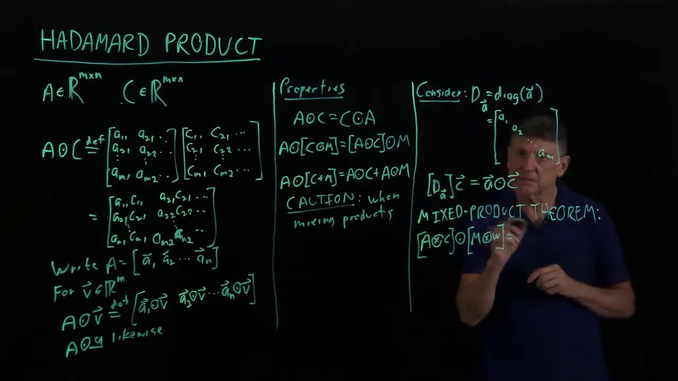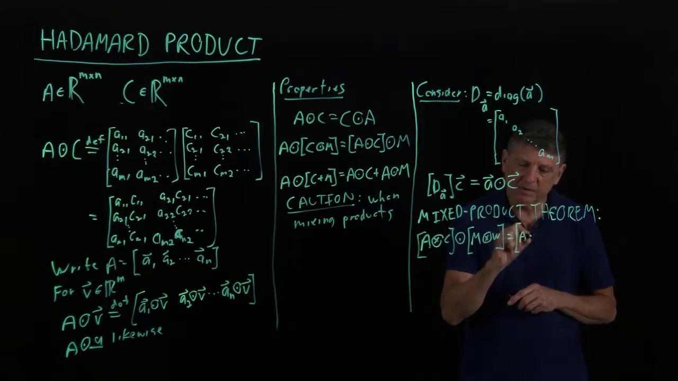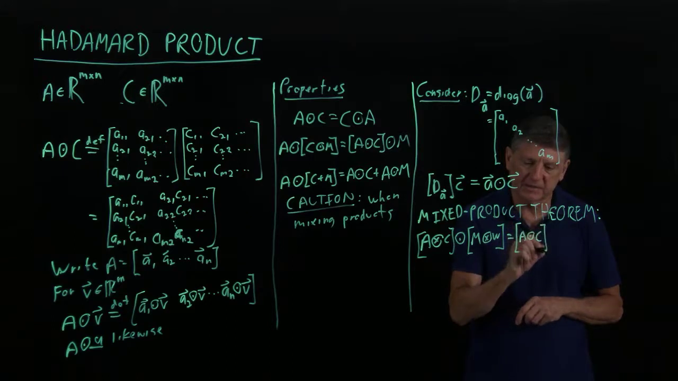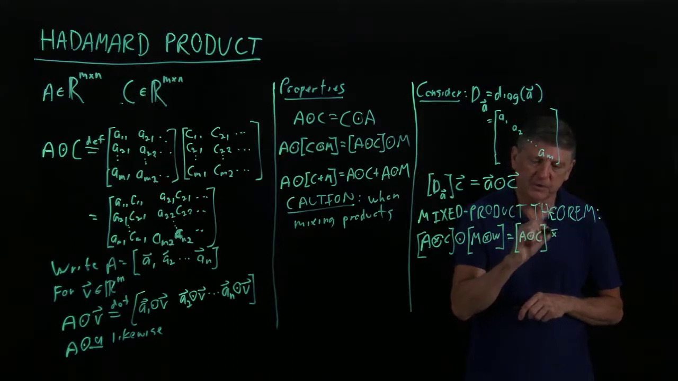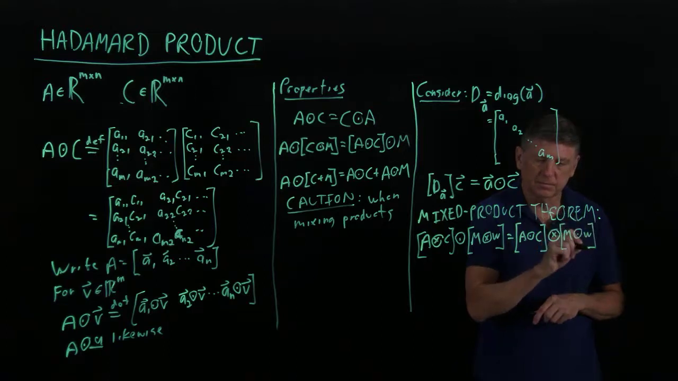Well, that's the same as taking the Hadamard product, the dot times or entry-wise product of A with C, and then performing the Kronecker product on the dot-wise product of M and W.